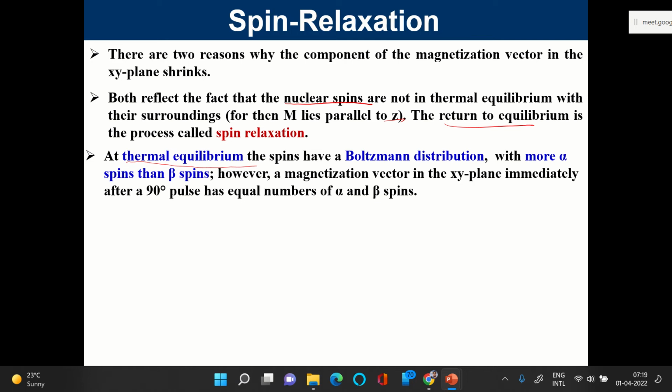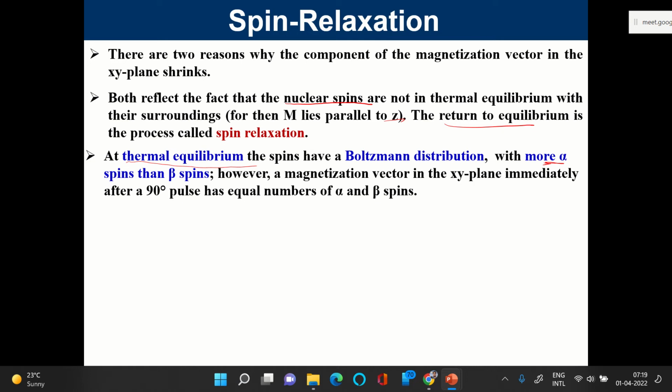So that thermal distribution: if you have 100 nuclei present in 1 gram of sample, say something like that, then the population of each spin state can be described by Boltzmann distribution for the alpha spin state and beta spin state.